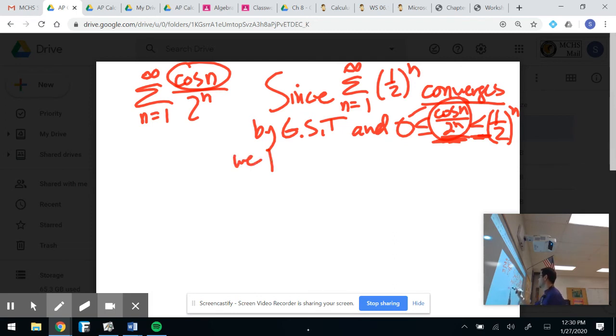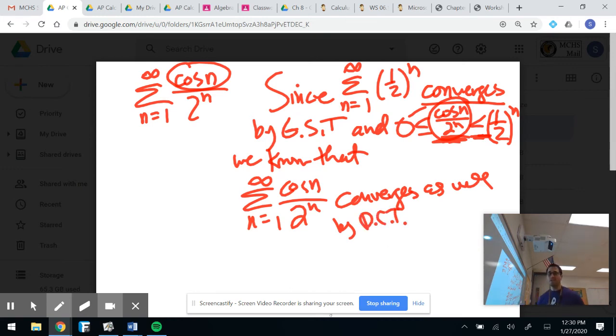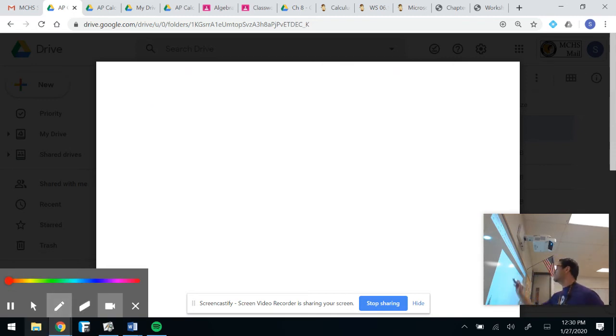We know that, right? We just go back to the original problem. We know that the original problem, n equals 1 to infinity of cosine of n over 2 to the n, converges, right, class? As well by what? Say it with me. DCT, DCT. All right, what do we got? We got one more? Let's roll.